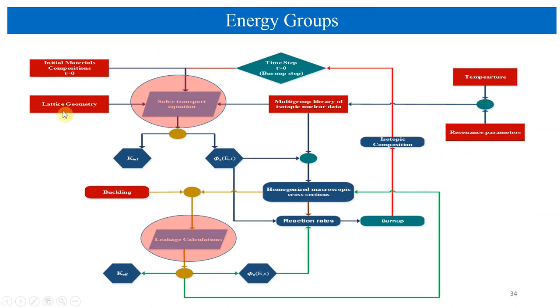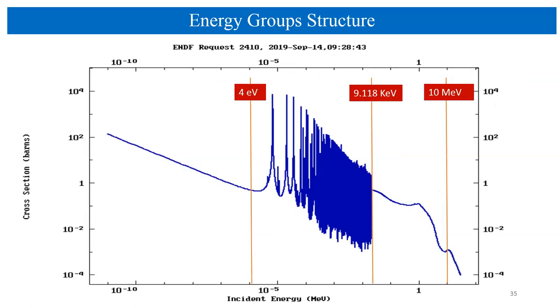Now we have finished everything related to the lattice geometry and initial material composition, and we have to solve the transport equation by the SN method or the collision probability method, or I have more methods in the manual. But to solve the neutron transport equation, as I mentioned, WIMS has many groups, 69 groups.